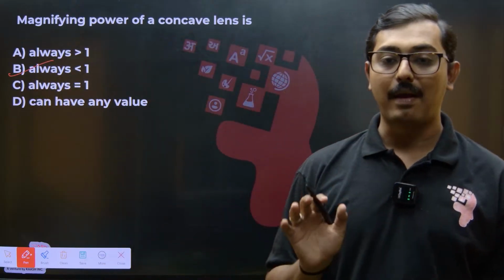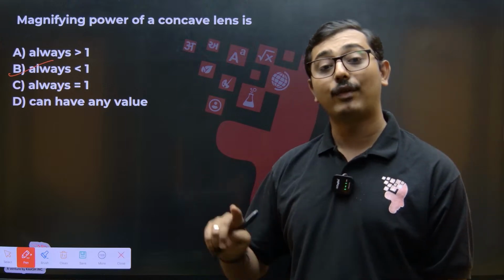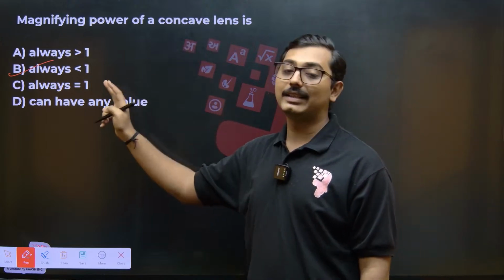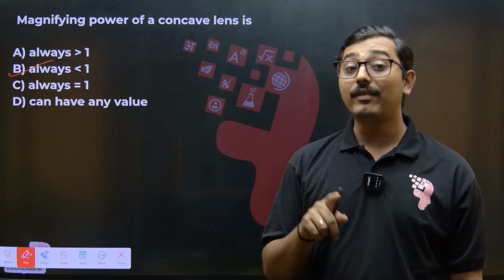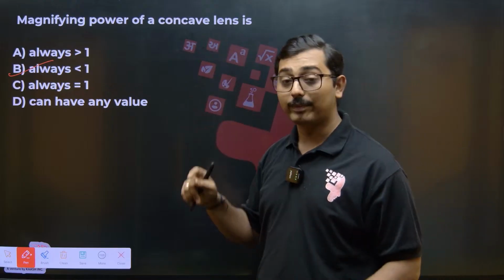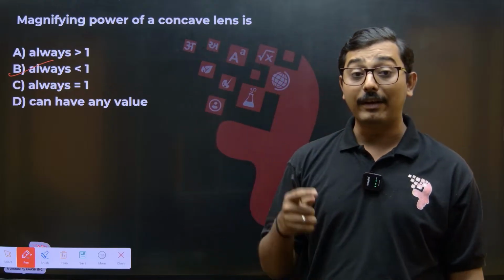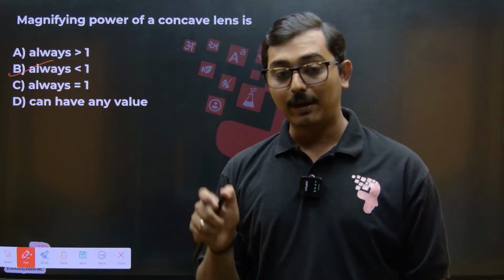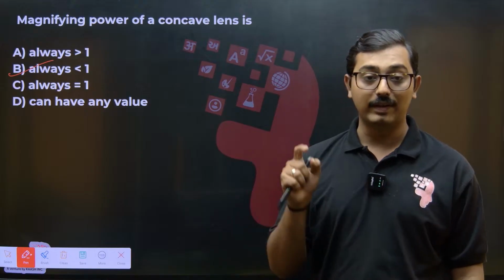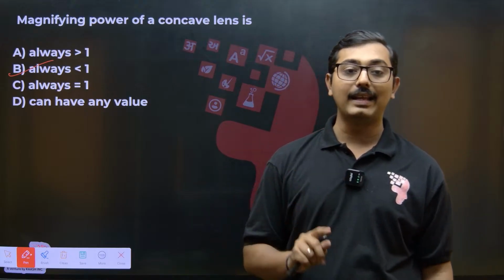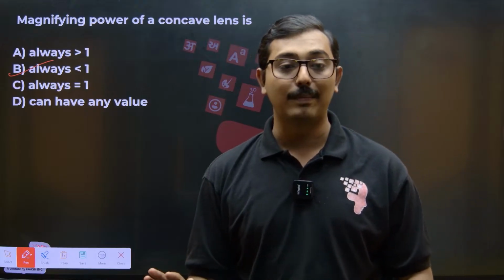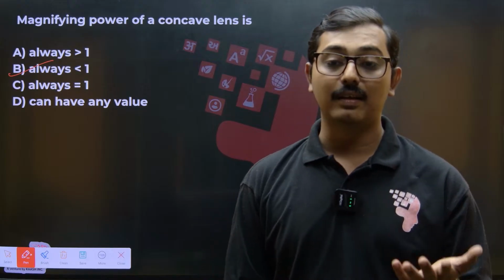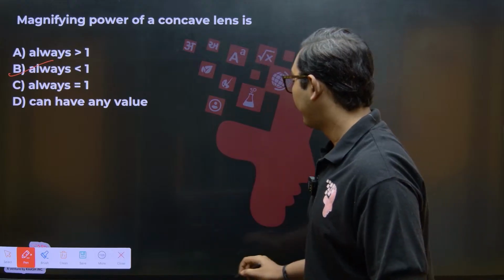If it were asked for a convex lens, then you would say it is greater than 1. And when will we get a magnification greater than 1? If it were a virtual image, then you can say between focus and pole. But if it were a real image, then we will not get any value of magnification which is greater than 1. Okay.